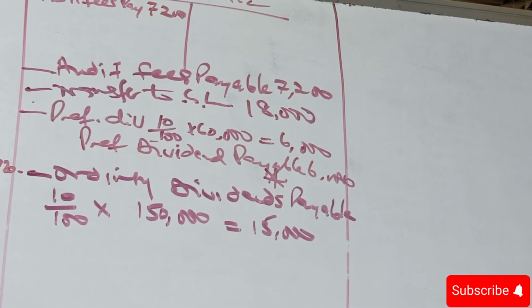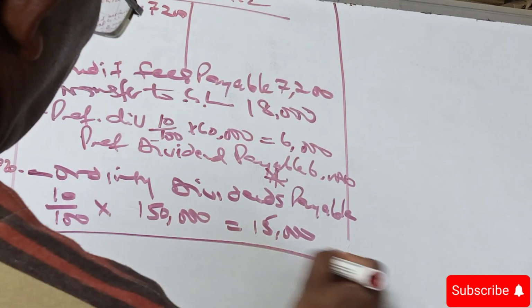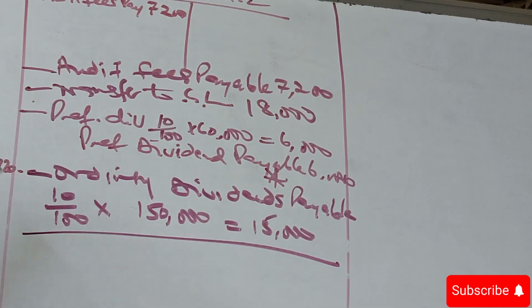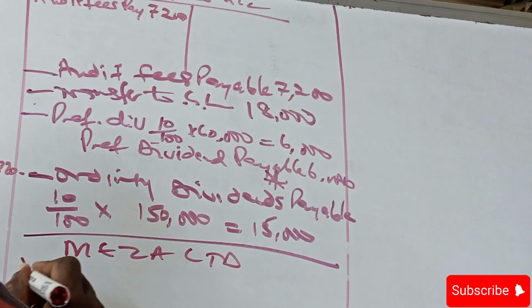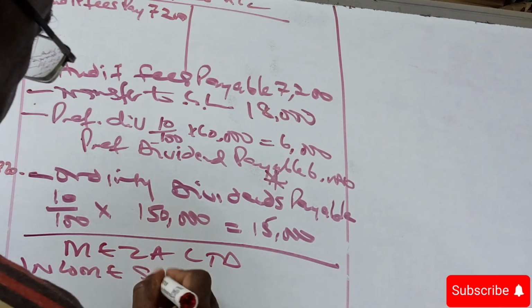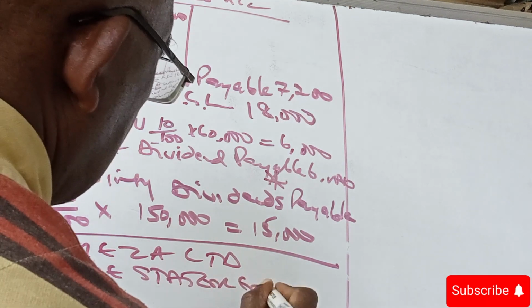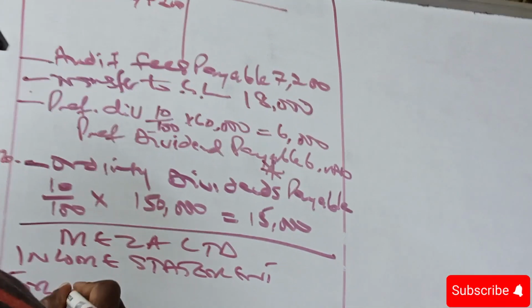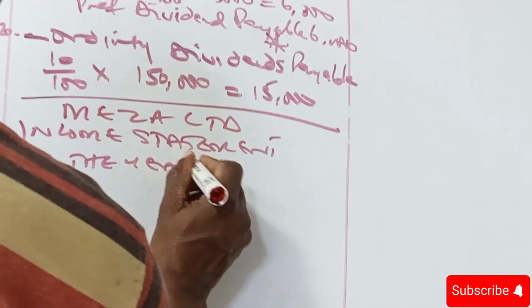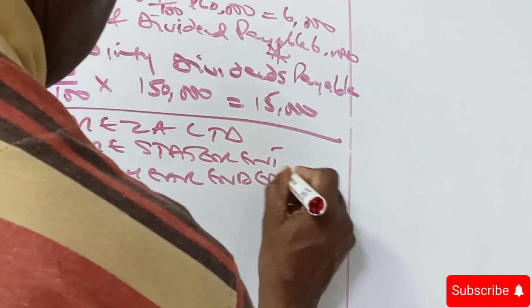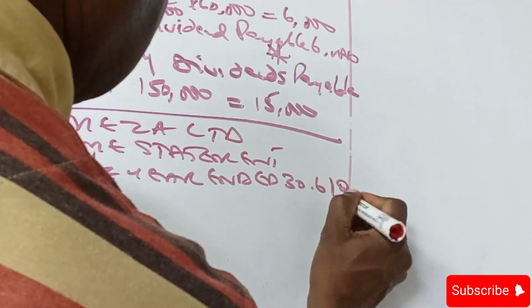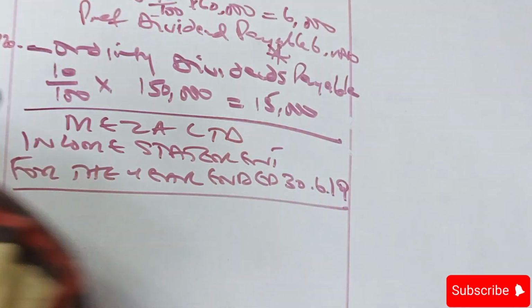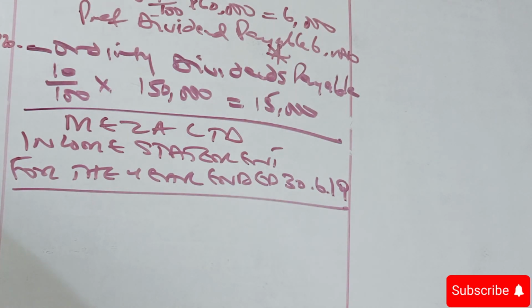So quickly we do the income statement and the balance sheet. We are told to do the income statement and appropriation account. So if we start the income statement from there, we would say Mesa Limited, income statement for the year ended 30th of June 2019.